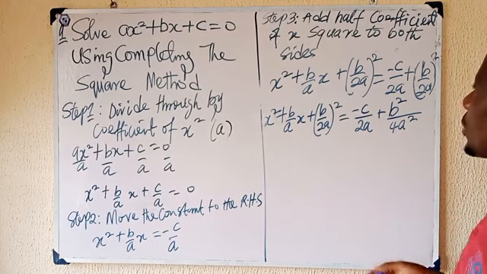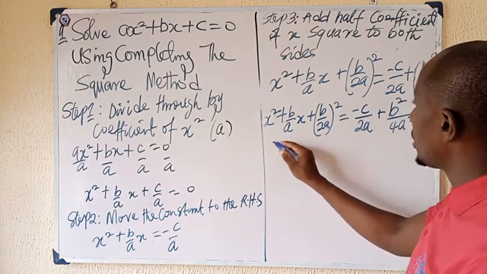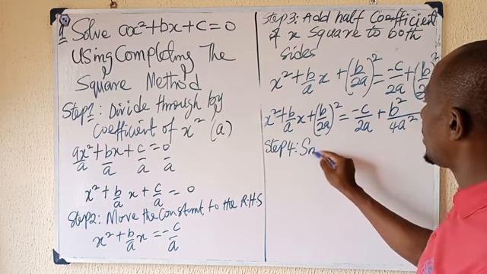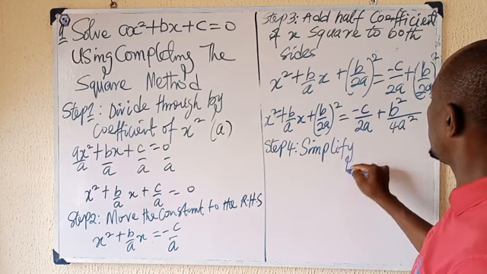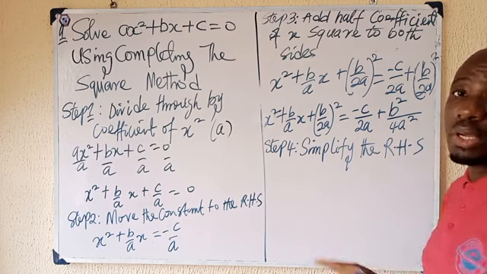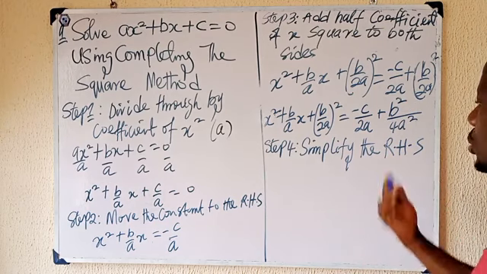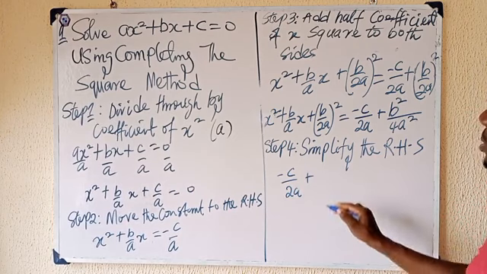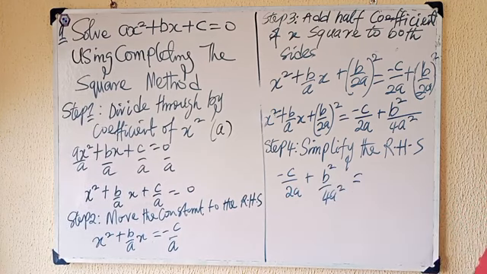Right? So next we are going to do, let us call it step 3, is to simplify this right hand side and see what we are going to get. So step 3, or step 4, sorry. So simplify the right hand side. So you are going to simplify the right hand side. So let's bring it out and simplify, then after we put it back to the equation. So the right hand side we have minus c over 2a plus b squared over 4a squared. So we want to simplify this.